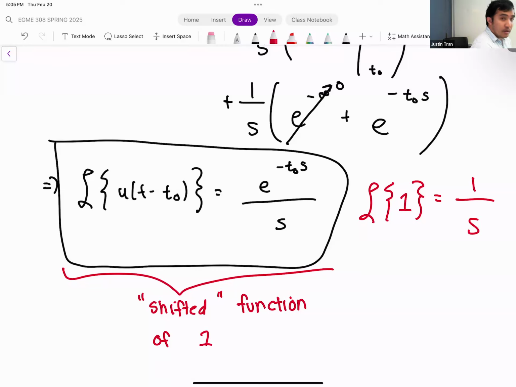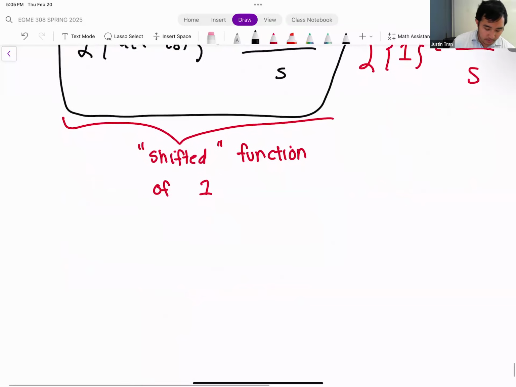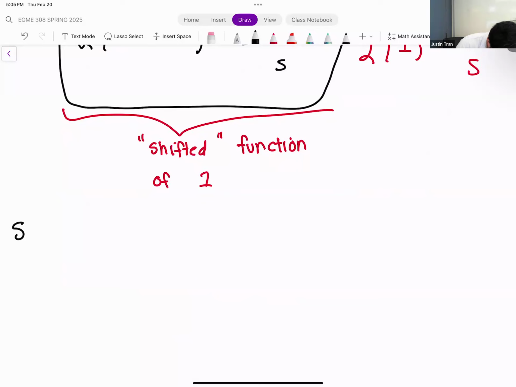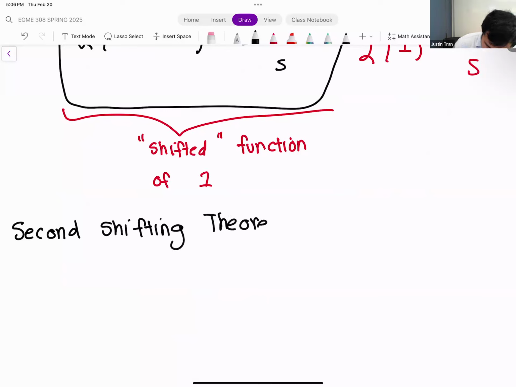All right. Any questions on this? Okay. All right. So the last thing we'll cover today before we head out is we'll introduce the idea of the second shifting theorem in Laplace. Oftentimes we call it the T-shift, as it ends up being a shift in the time domain.